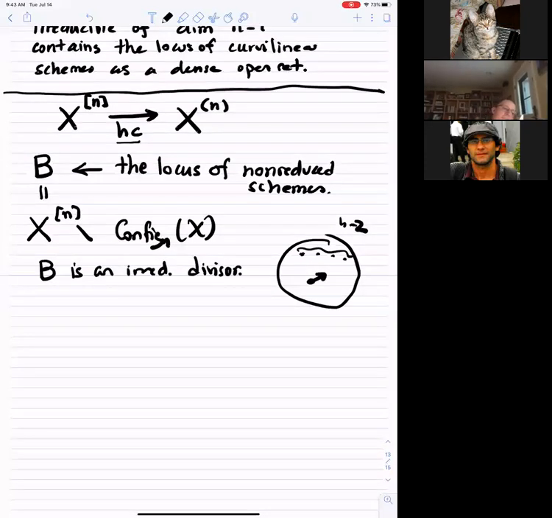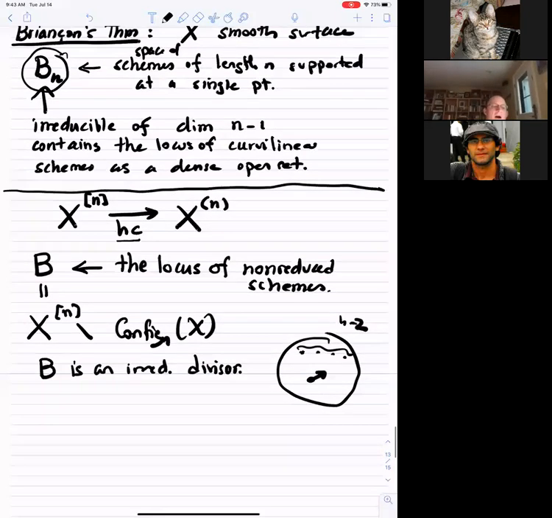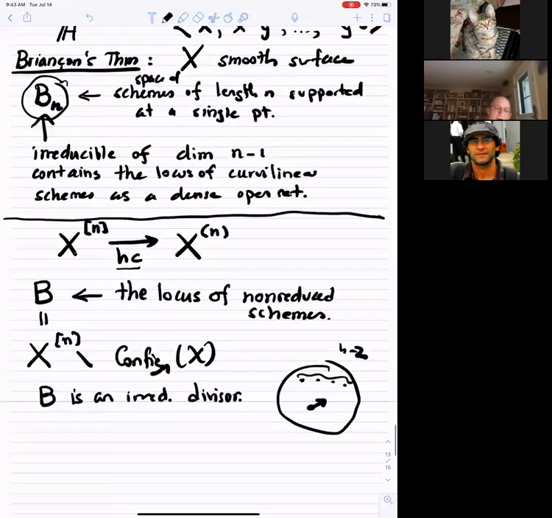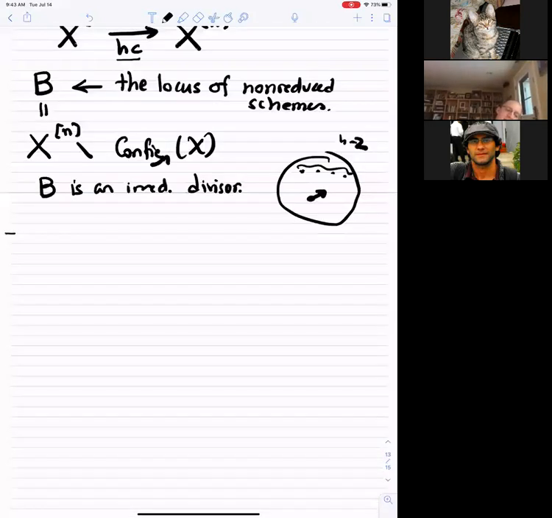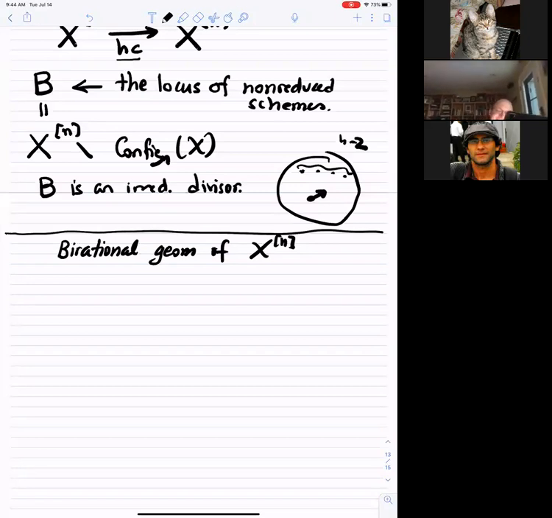Okay, all right. So now where are we going? Let me just tell you where we are headed. The next thing I want to describe is the birational geometry of X^n. I'll probably mostly stick to the case when X is P2 because it's easier to draw and it's fun. And then I don't need to tell you too much about surfaces and things like this.